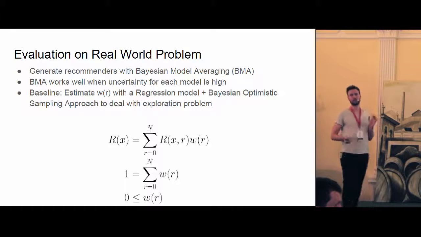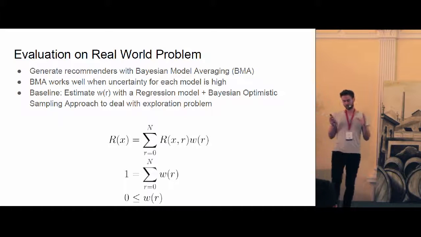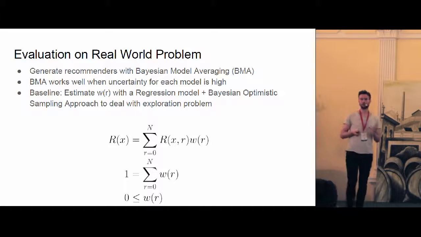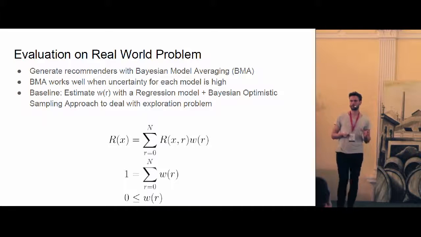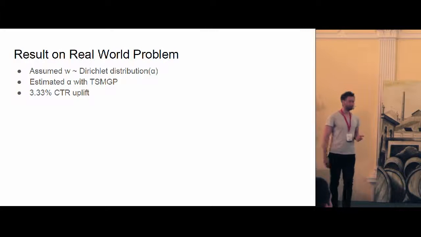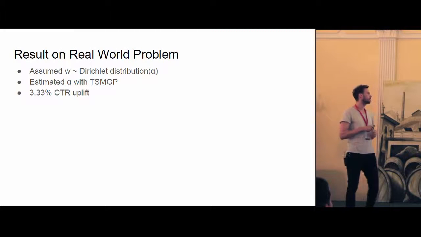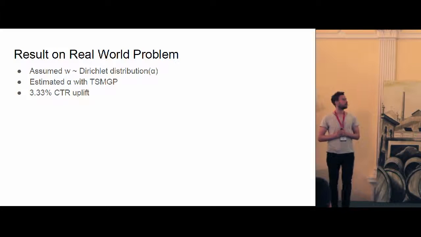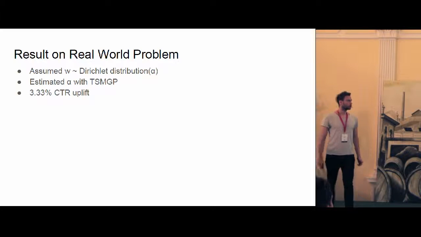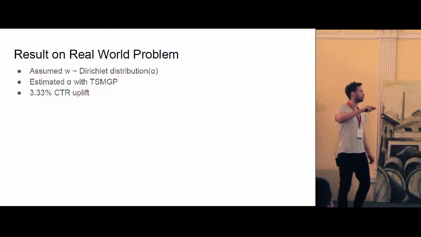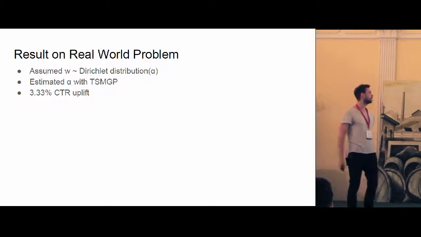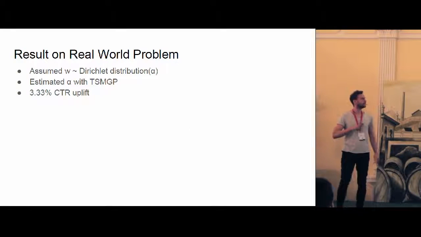So that's why it was an interesting task for us to compare it to sequential model-based optimization, because it can be used for any kind of optimization. It doesn't necessarily have to be used for hyperparameter optimization. You can use it to optimize essentially everything. And we managed to get a 3.3% lift in the click rates. We didn't model W directly. We modeled it as a Dirichlet distribution and looked for the alpha parameter of the distribution, because W is constrained, so we couldn't model it directly. And it worked out quite nicely.